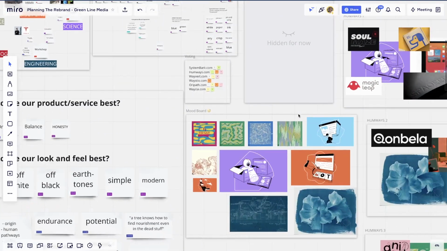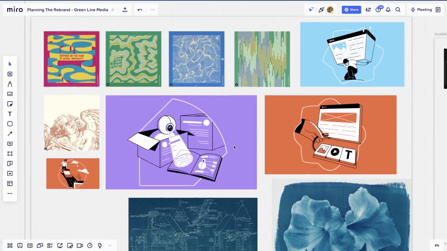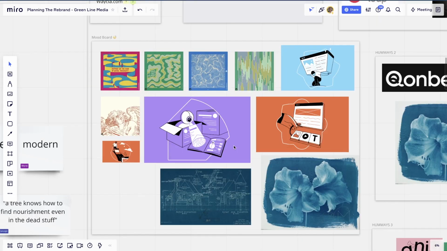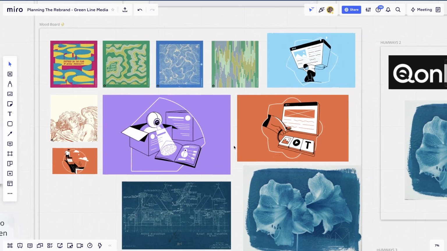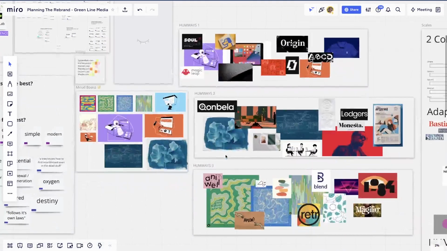Next, we got into the visuals, and we wanted to start out with a mood board of some of the visuals that we liked from other brands, and we wanted to go for this contemporary, modern yet digital feel. And these are kind of some of the ideas that we came up with. Now, if we move on over, we actually had 3 more boards that the designer created with us for a few different looks that we could have gone for. We had the Humways 1, the Humways 2, and Humways 3.